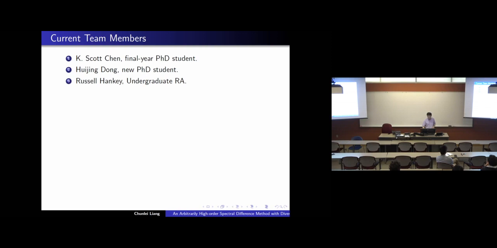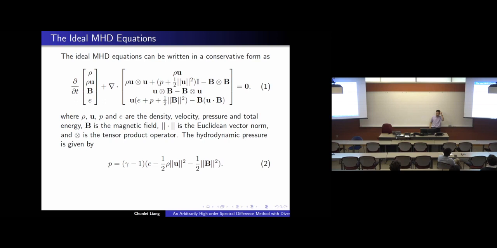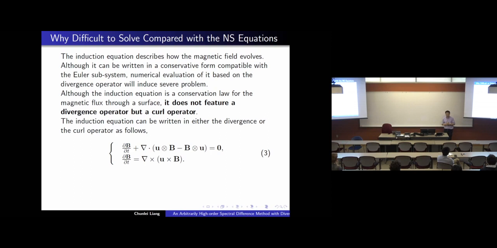Let me show you the ideal MHD equations. In 3D, you are going to solve 8 equations. You have the continuity equation, the first one, then 3 momentum equations, 3 magnetic field B equations, and a total energy equation. If you look at the total energy, you have internal energy, kinetic energy, and then a third part, magnetic energy. So total energy has 3 parts. The B equation, we very often call the induction equation. Because B is a vector field, we have 3 components. If I write that not in the divergence form, which is the first equation, but in the second equation using the curl operator, they are equivalent.